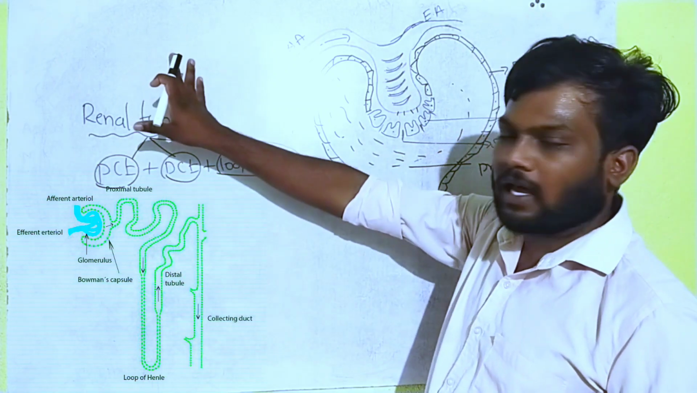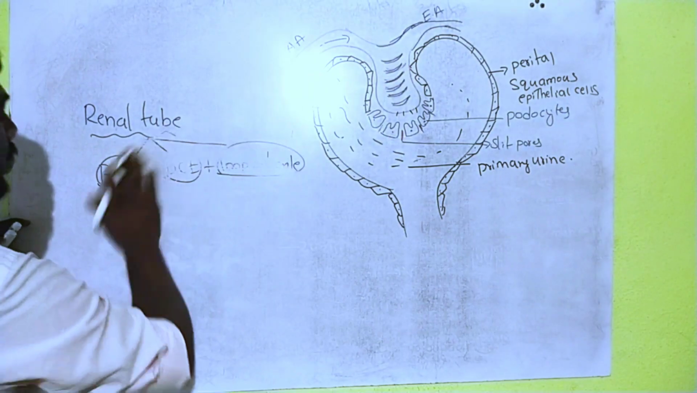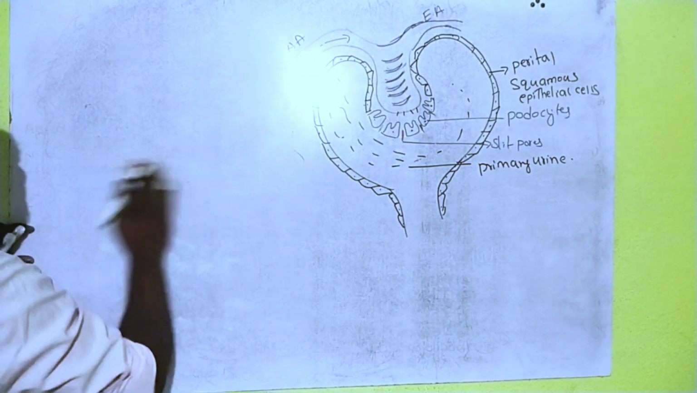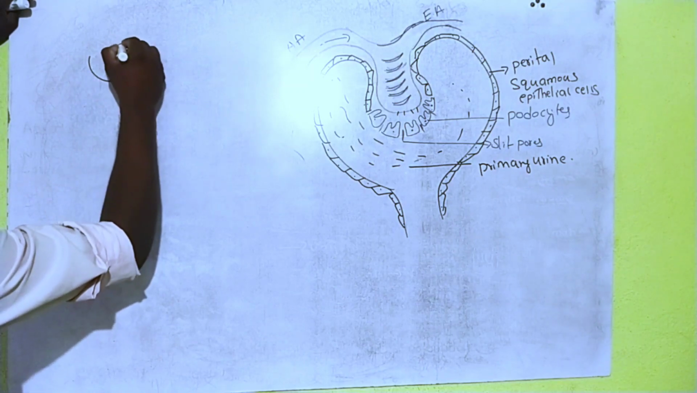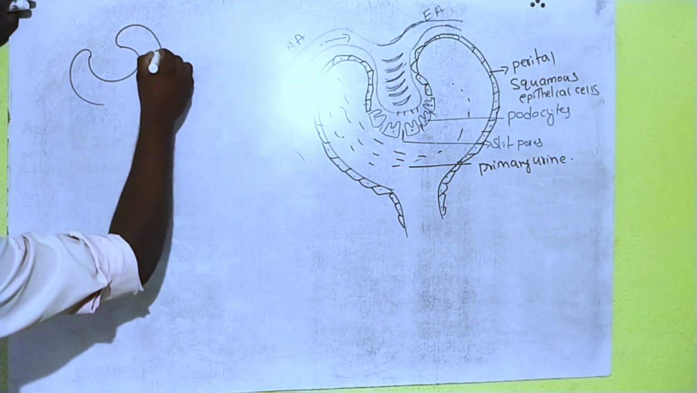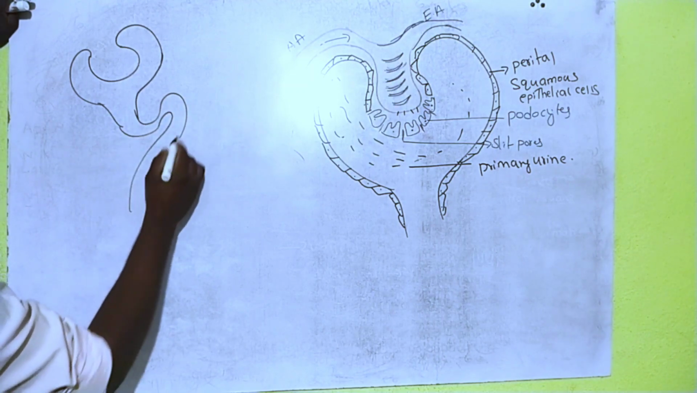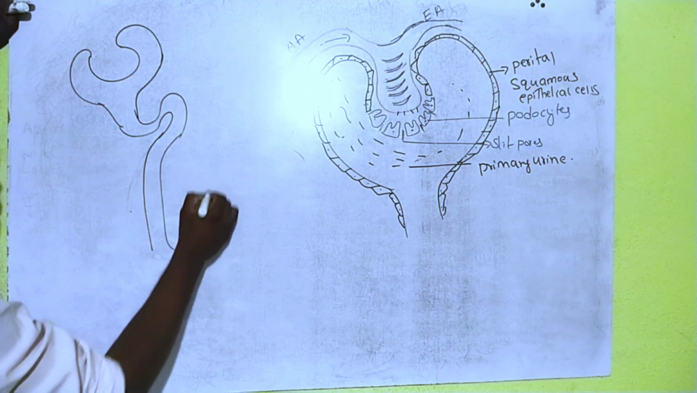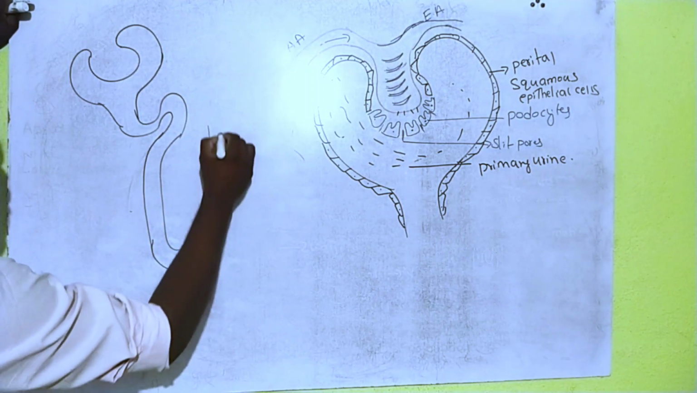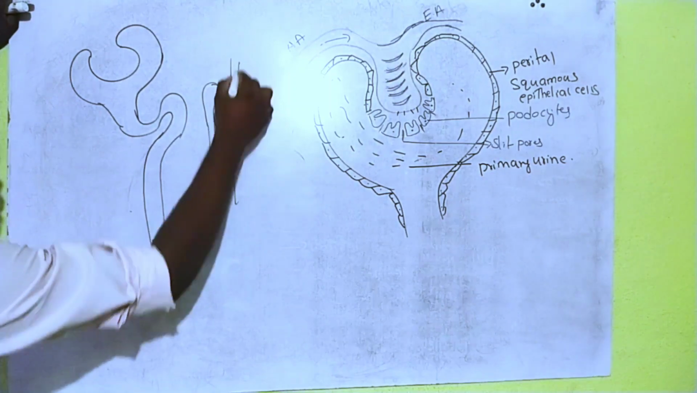I will make a diagram here, the structure of the nephron, for your easy understanding. Let us see. This is the Bowman's capsule. This is the PCT, and here it goes downwards in a U shape. Yes or no? Again here is a coil part, and finally the collecting tube.